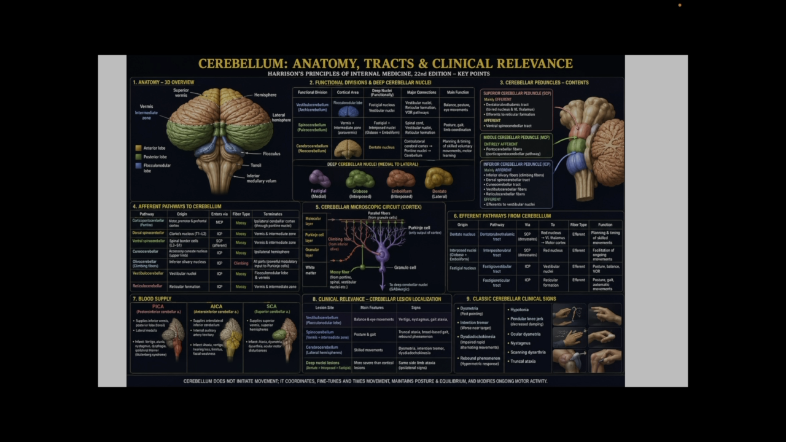The cerebrocerebellum, the lateral hemisphere, communicates with the cerebral cortex via pontine nuclei and thalamus through the dentate nucleus. It plans and times skilled voluntary movement. Lesions produce ipsilateral limb ataxia, dysmetria, and intention tremor.